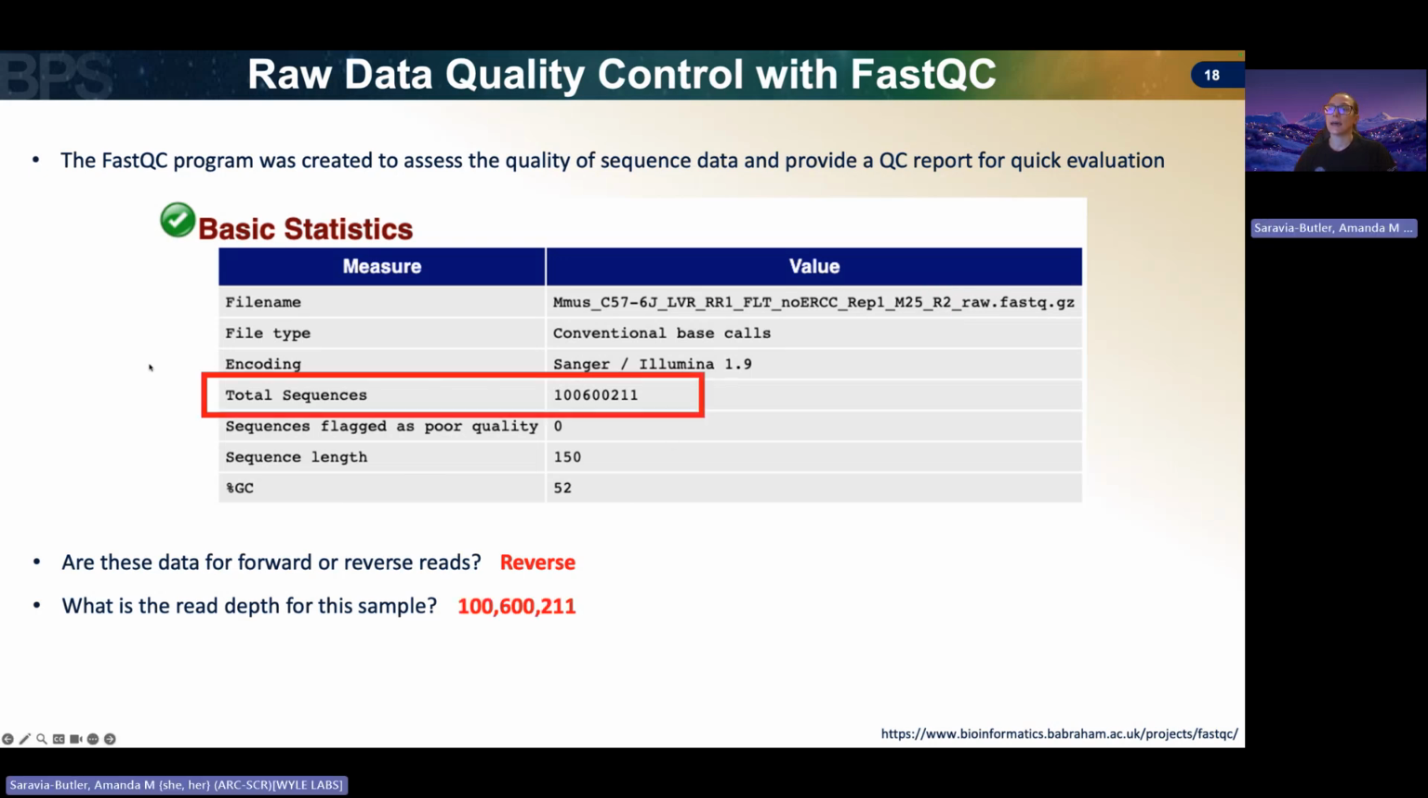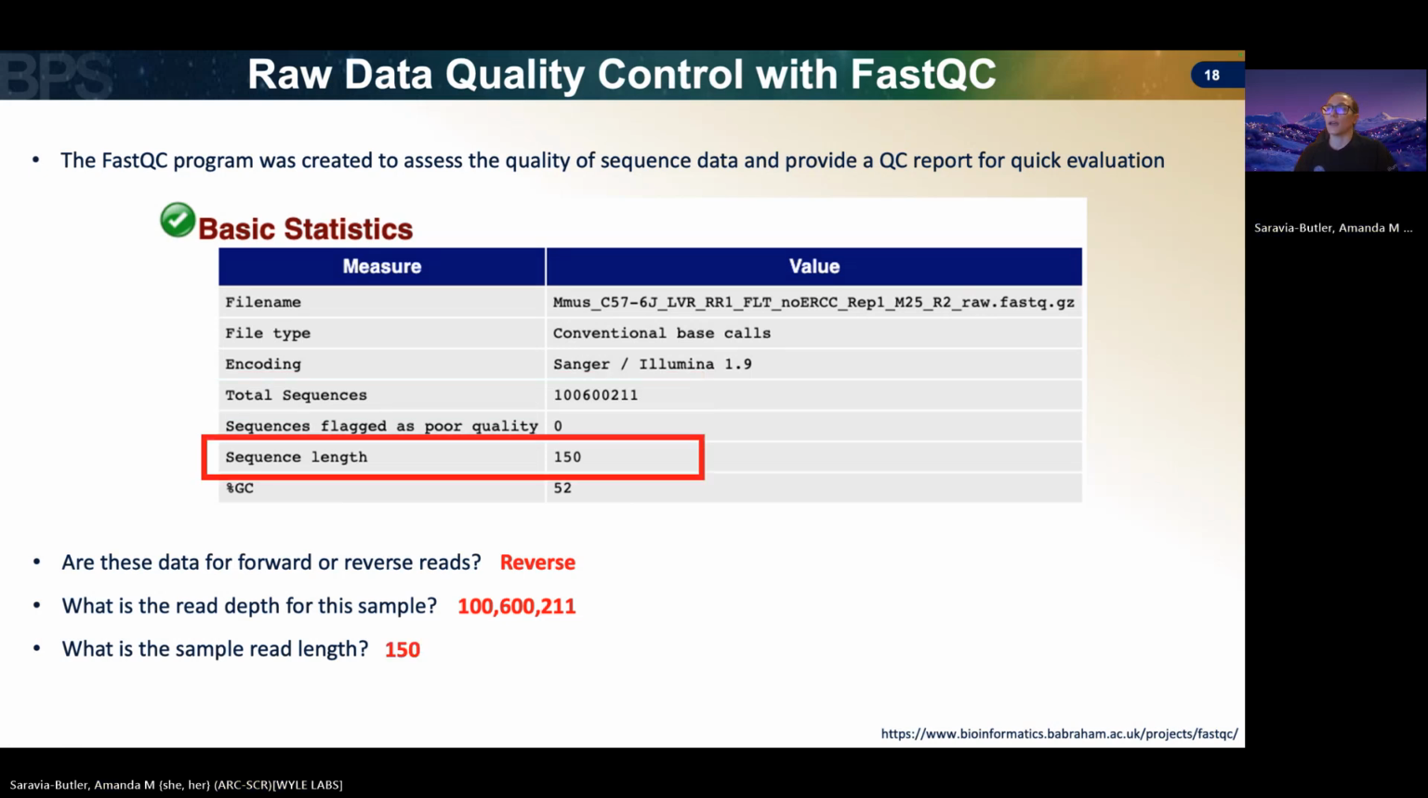So again, the read depth is the total sequences of your sample. Here we can see that 100,600,211 reads are inside this FASTQ file. What about the sample read length? And here again, the sequence length you'll see is 150 base pairs.